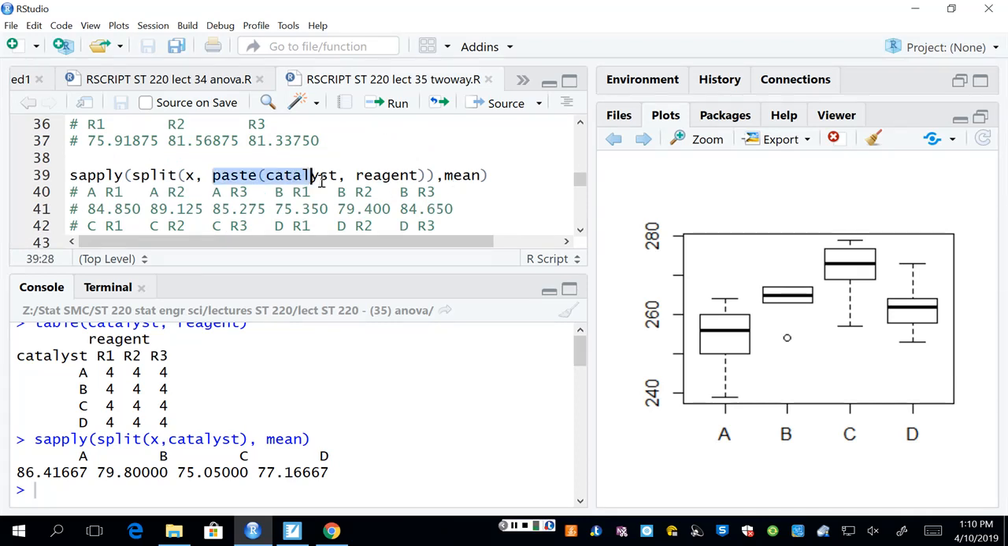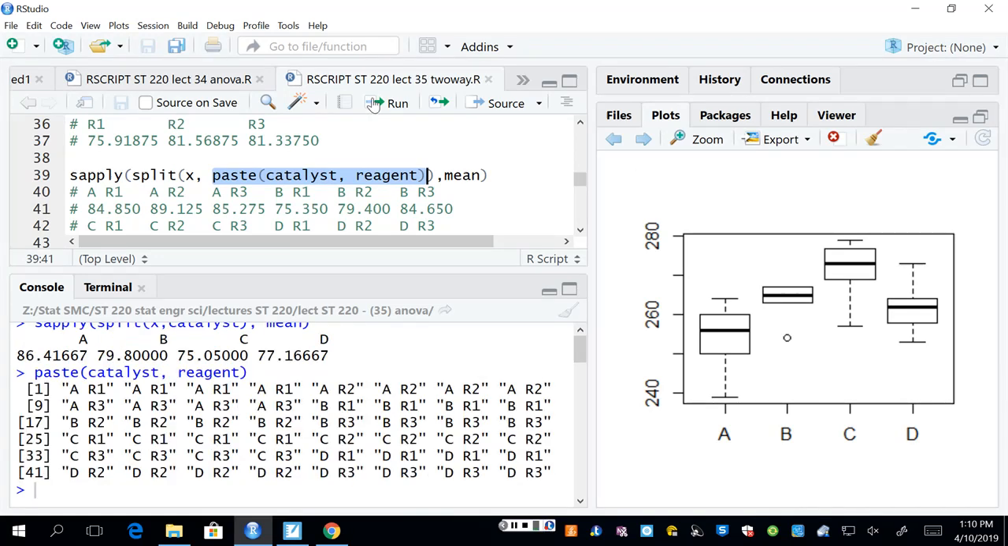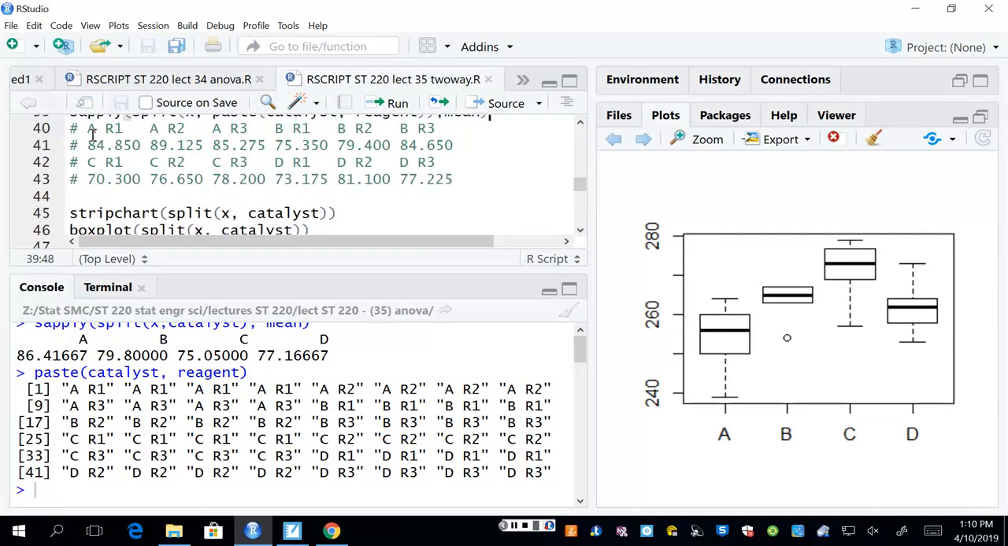This paste is kind of a little tricky thing, where you take the catalyst variable in that one and just paste the names together. So I'm going to paste the A, B, C, D with R1, R2, or R3. What that produces for me is AR1, or a bunch of AR1s and AR2s, AR3s. So I can then split up all the X's by these smaller groups and look at the means there. And if I do that, I get this result.